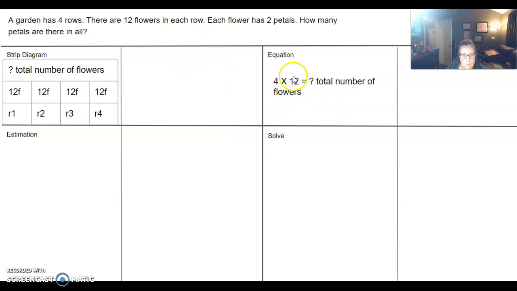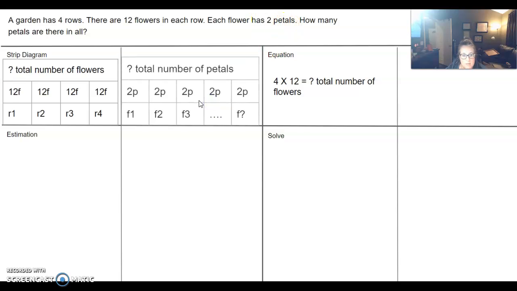My second step is going to be using that number of flowers, and I'm going to say that each flower has 2 petals. So my strip diagram would look something like this. I know that I have some number of flowers. I don't know what that number is yet, but I know each flower has 2 petals. Remember, these dot dot dots mean that it keeps going until we're completely at the end. And we're trying to figure out how many petals there are all together. My equation is going to look like this: however many flowers I have times 2 tells me how many petals there are all together. So that's my strip diagram and my equation.